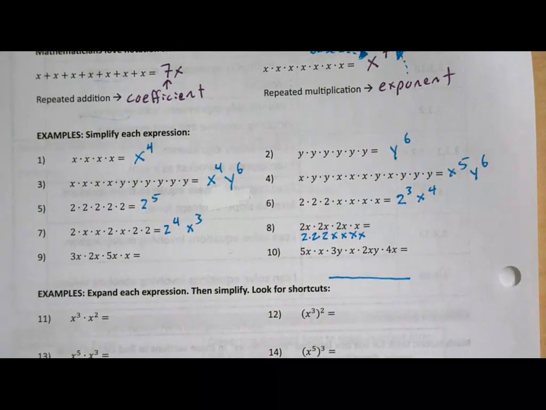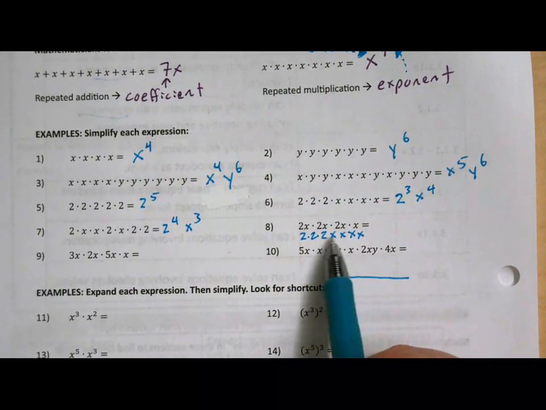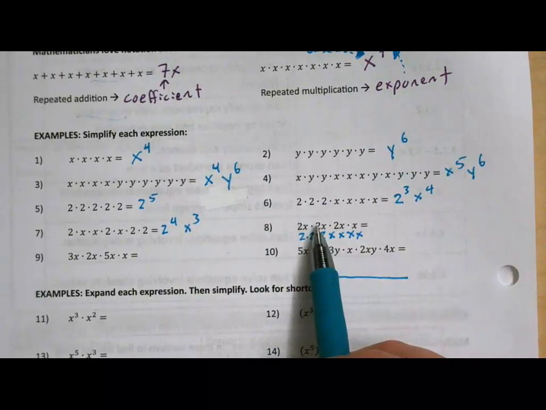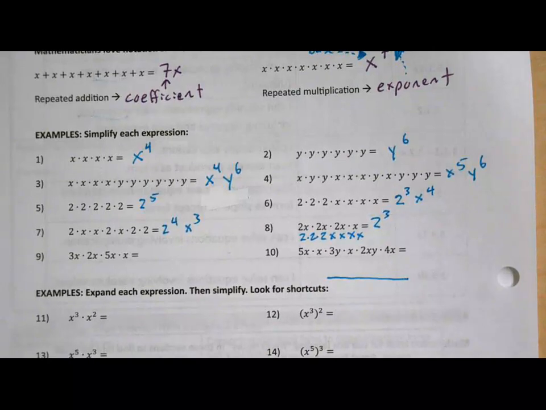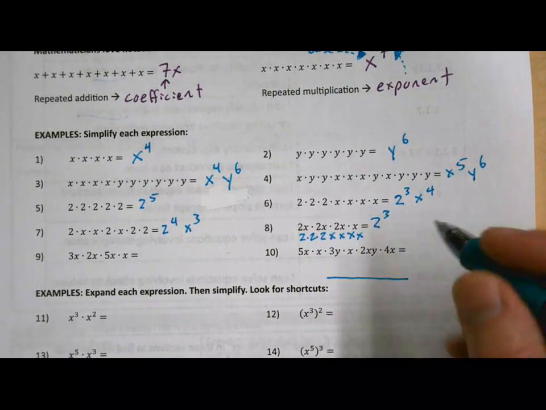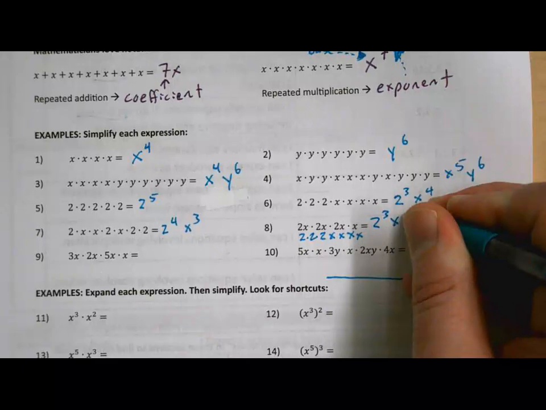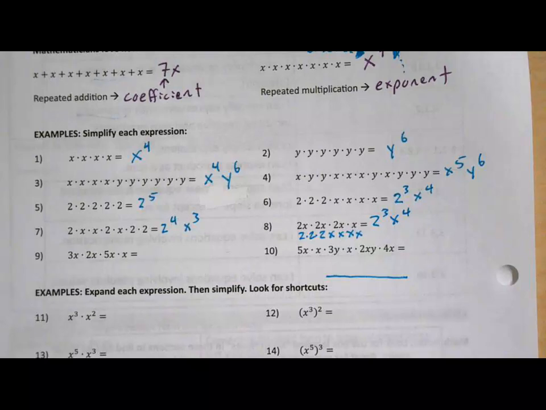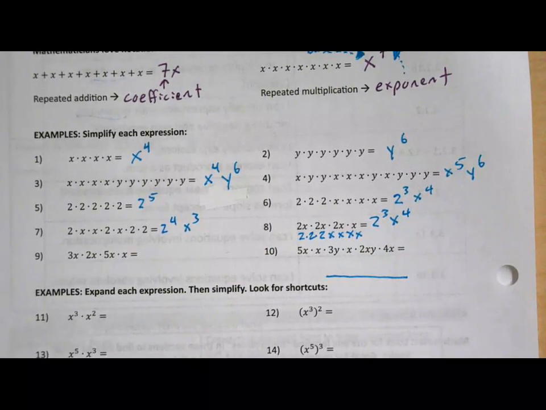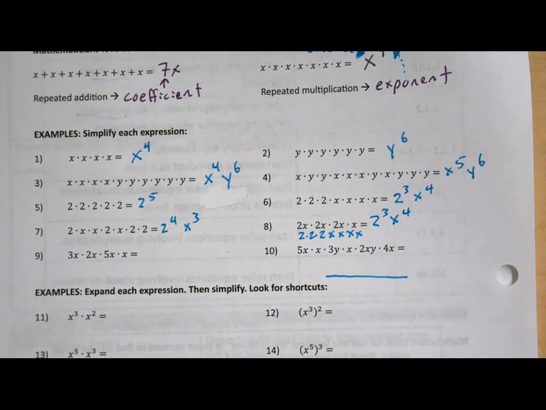So I usually probably wouldn't do this step. I would just go through and count and say I've got 1, 2, 3 2's being multiplied together. So there's my 3 2's. And then I've got 1, 2, 3, 4 x's being multiplied together. So x to the 4th. All right, if you made a mistake on number 8, please fix that.